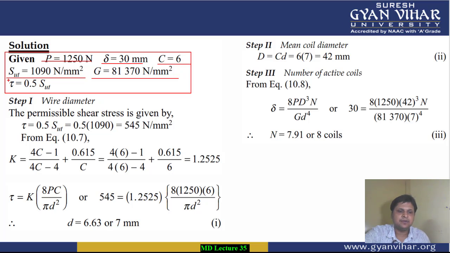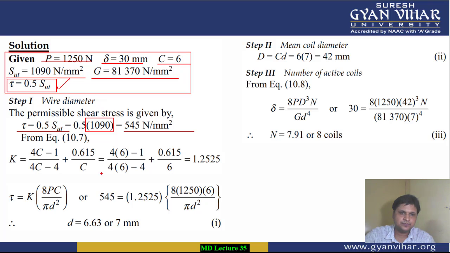Then the relation between the ultimate tensile strength and permissible shear stress tau is tau equal to 0.5 Su. So this will be our first step, to calculate the value of shear stress, because the ultimate tensile strength value is given to us. So shear stress is equal to 0.5 of ultimate tensile strength. Putting the value given in the numerical, we can calculate the value of tau. Alright, so tau value we have calculated, students.